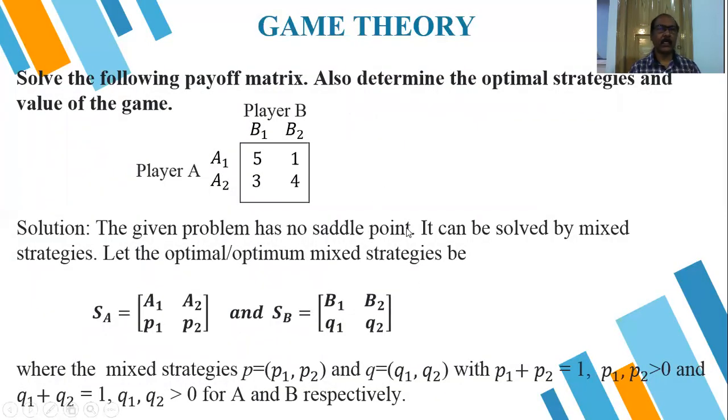We are considering another problem. Solve the following pair of matrix, also determine the optimal strategies and the value of the game. Same way we have to do it. We can do it by the expectation, calculating the equation, or we can use the direct formula. Player B has strategies B1, B2, and player A has strategies A1 and A2.